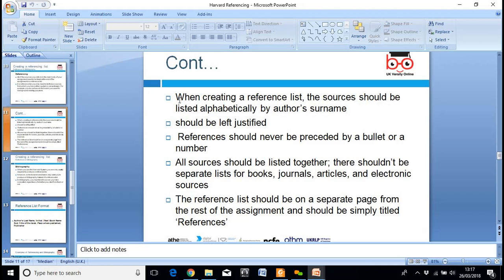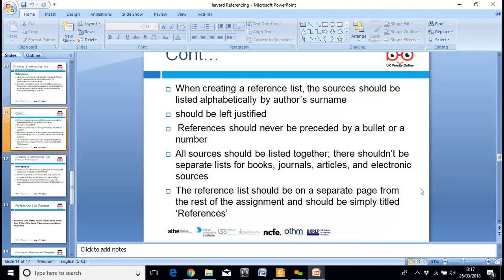Again, they should be listed alphabetically by author's surname. They should be left justified. References should never be preceded by a bullet or a number. They should also be stated as we've said in the previous slides. All sources listed together. There shouldn't be separate lists of books, journals, articles or electronic sources. It should be all together. The reference list should be on a separate page from the rest of the assignment and should be simply titled References.